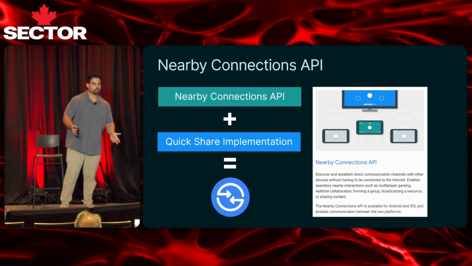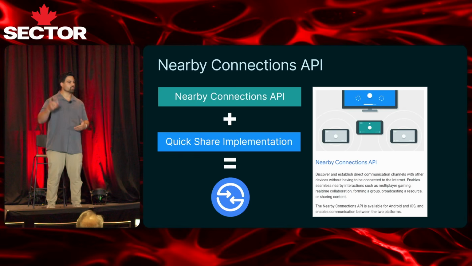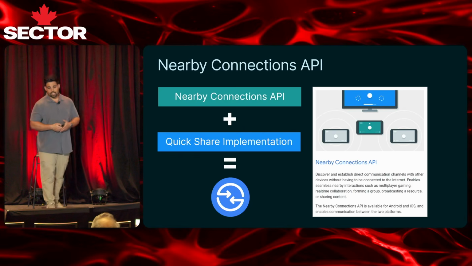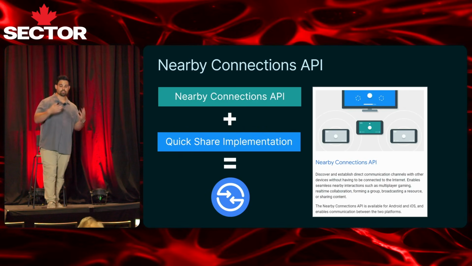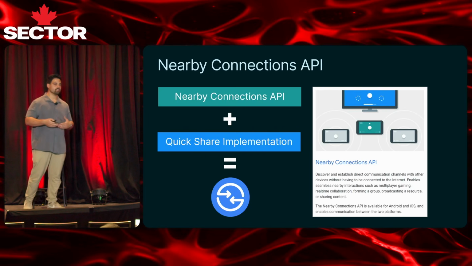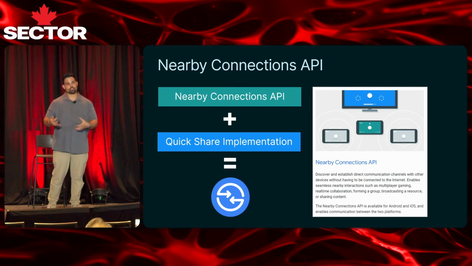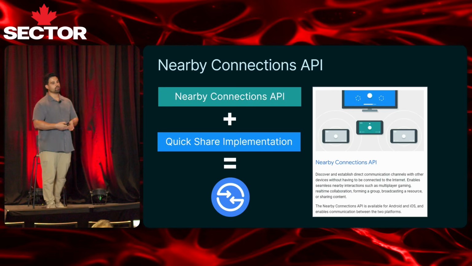So first of all, Quickshare is based upon an API that is called Nearby Connections API. And this API enables Android apps to discover, connect, and exchange data with nearby devices in real time, regardless of network connectivity. So Quickshare uses this API with its own implementation over it.